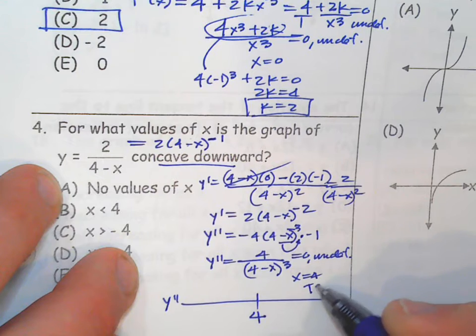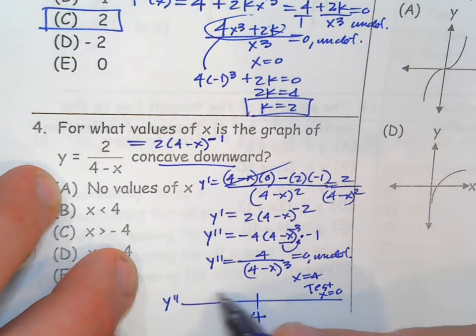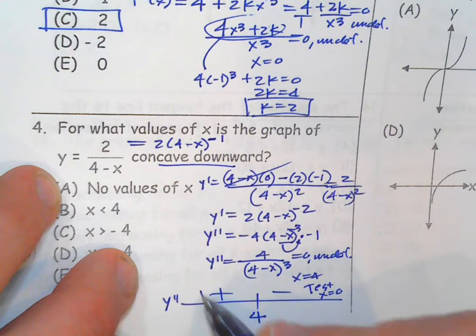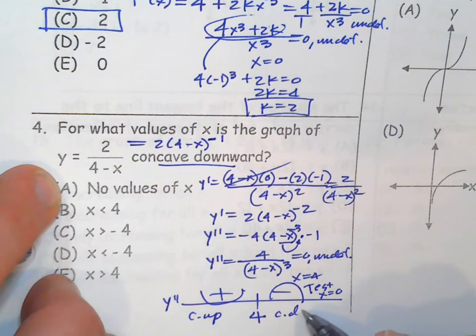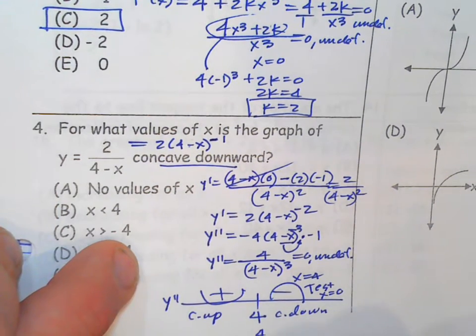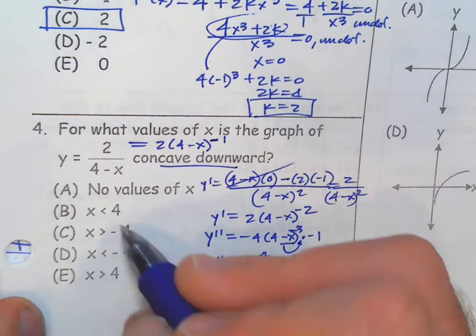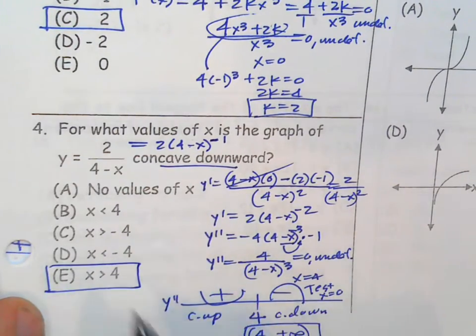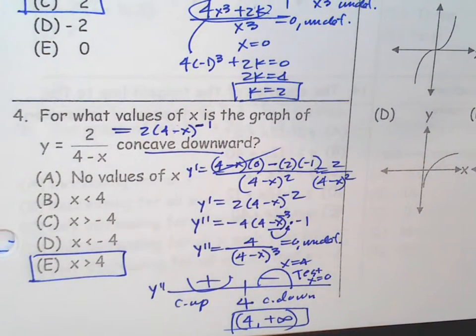We can test the value. x equals 0 maybe would be positive, negative, concave up, concave down. Inflection point. So concave down would be 4 to positive infinity, or x is greater than 4. So used to interval notation that feels weird to pick an inequality like that.